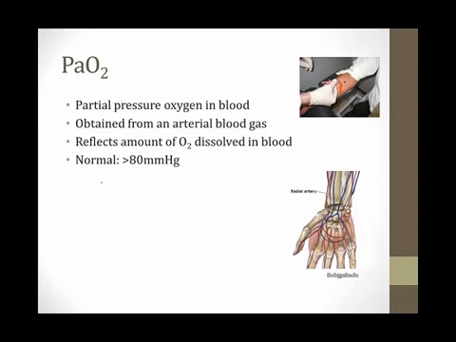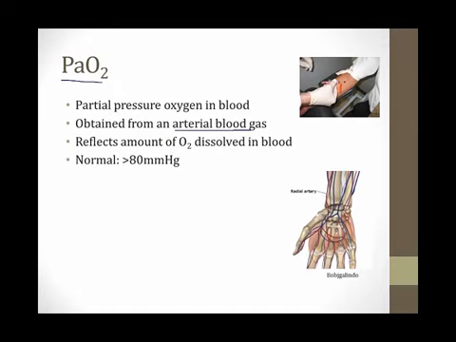One of the ways to assess the oxygen content of blood is to measure the PaO2. This is the partial pressure of oxygen in the arterial blood. Because oxygen is a gas, we usually don't measure its concentration in blood in units like milligrams per deciliter. Instead, we measure its partial pressure, but it means the same thing. It's a representation of how much oxygen is present in that blood. And this value is obtained by doing a test called an arterial blood gas.